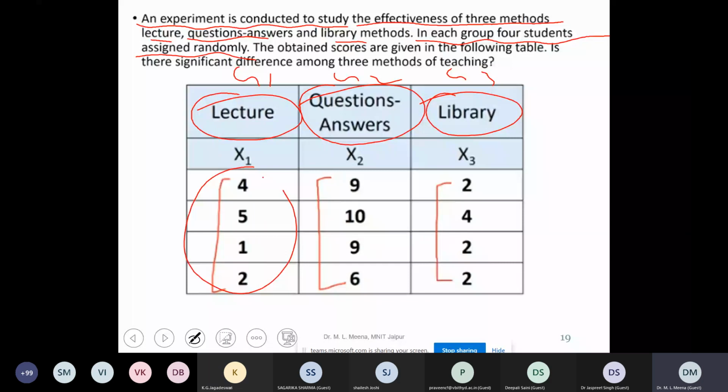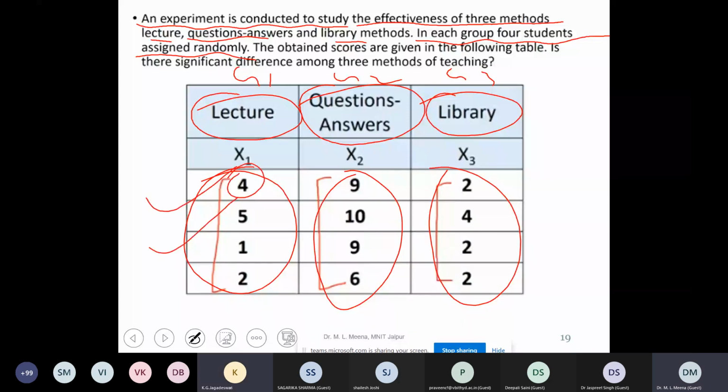The obtained scores are given in this table. The first student gets 4 marks, the second student gets 5 marks, and so on. According to this question, is there a significant difference among the three methods of teaching? The three methods are the lecture method, the question answer method, and the library method. So which is more appropriate? Now we solve it one by one.